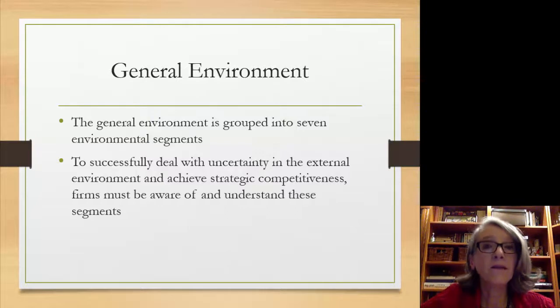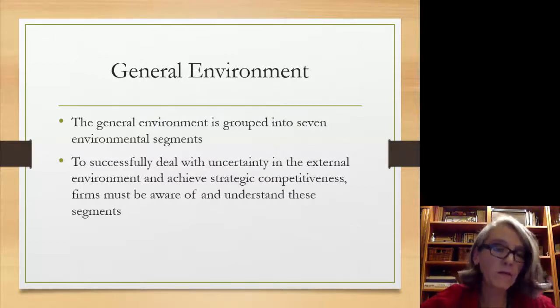So the first level of analysis in our model of the environment is the general environment. It comprises 7 segments, and you need to understand them. So I would invite you to read the sections of your textbook where they are explained and where examples are provided. So 7 segments: demographic, sociocultural segment, political legal segment, economic segment, technological segment, global segment as well as the physical environment.